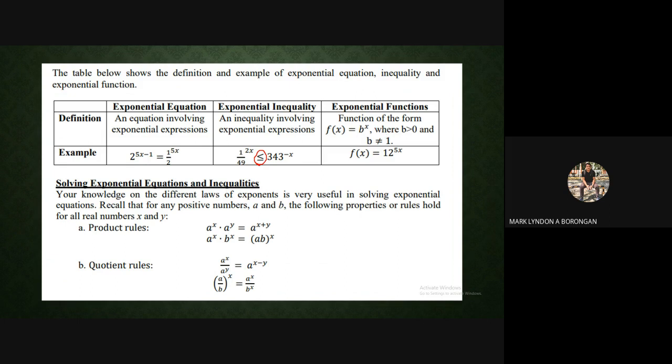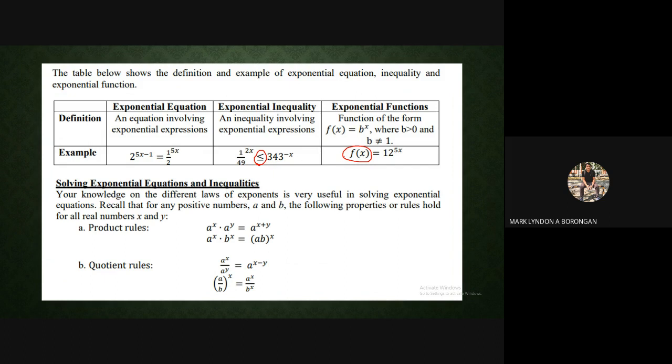The difference between an exponential function and an exponential equation is that the equation is composed only of expressions. The function has function notation, which is f of x or g of x, h of x, whichever. As long as it has function notation.